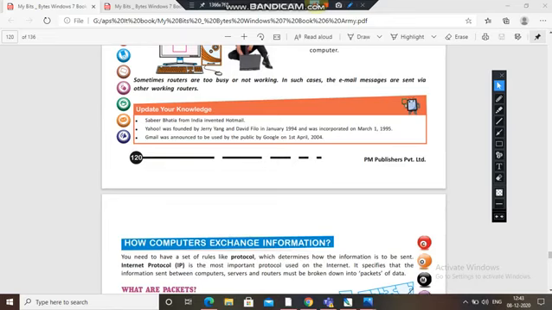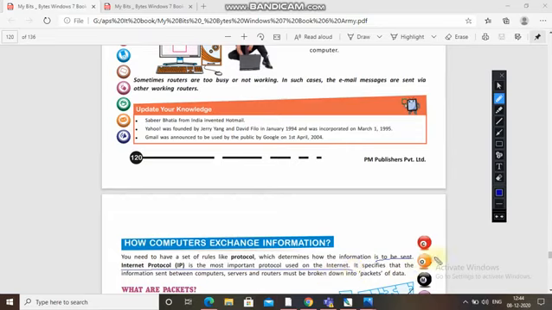Now, how do computers exchange information, how are they exchanging? You need to have a set of rules, like a protocol, which determines how the information is to be sent. So IP is the most important protocol used on the internet. It specifies that the information sent between computers, servers, routers must be broken down into packets of data. They are not going in a huge bulk amount in a box, but they are going in small packet form.